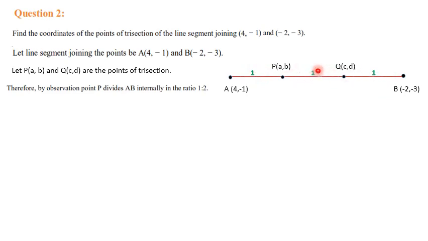That is, here it is 1 unit and here it is 1 unit. So total 2 units, and PA is 1 unit. That is what is written here. P divides AB in the ratio 1:2. That means according to our section formula, m1:m2 is equal to 1:2.